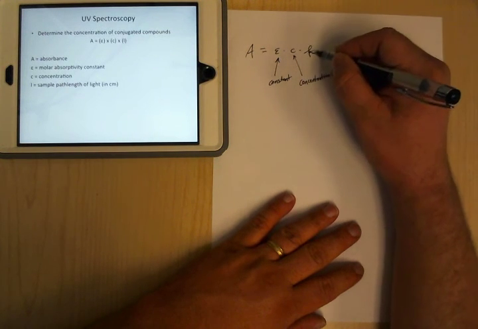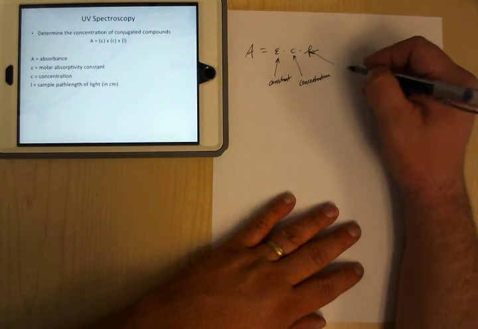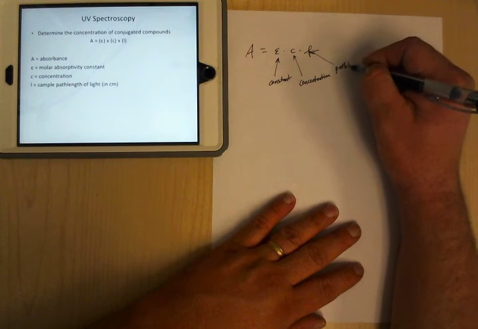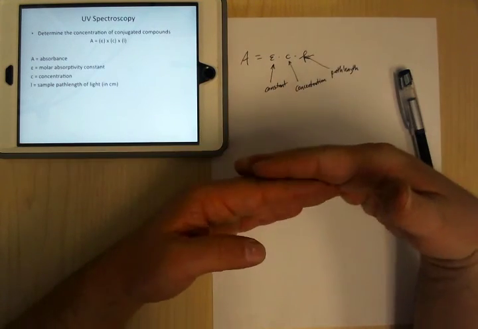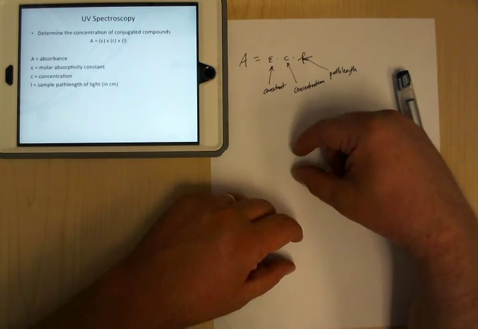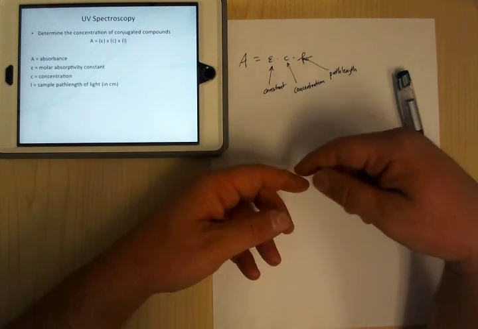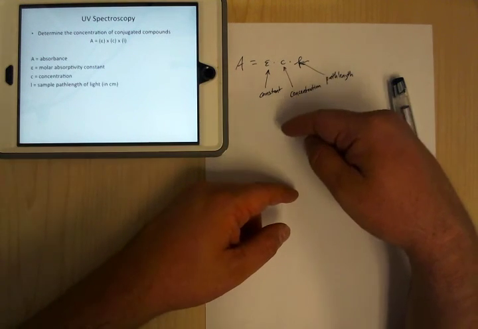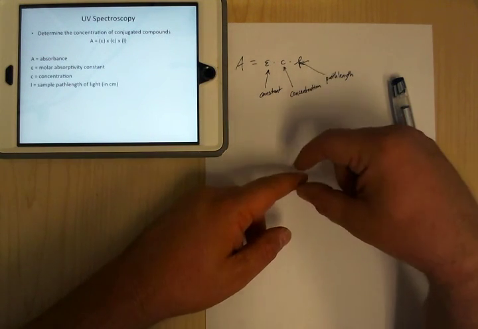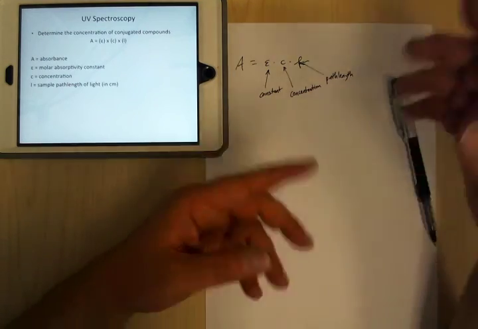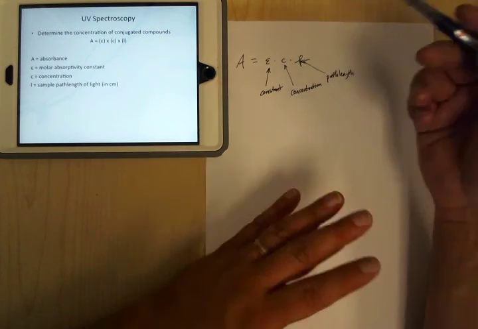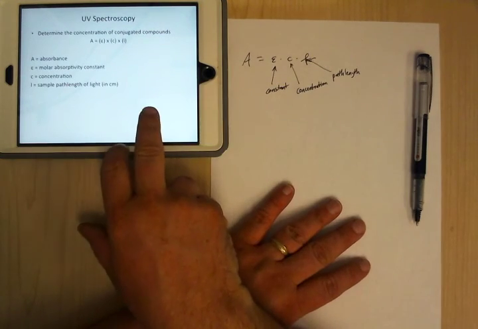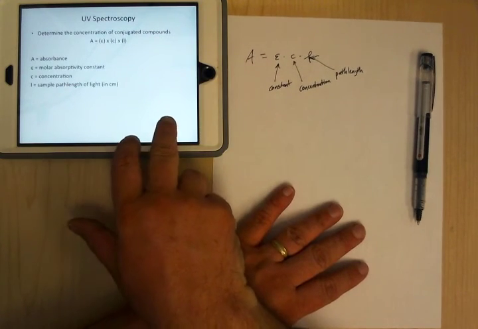And this last one, which is an L, this is path length. If it's going through twice as much material, so if your path length is usually 1 centimeter, but you put 2 centimeters on there, it's going to absorb twice as much light as if it just went through 1 centimeter of material, and so you have to correct for that. It's usually 1 centimeter, but it's something to be aware of.